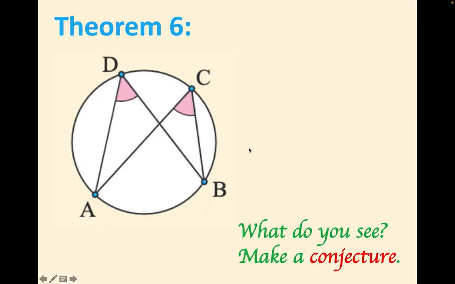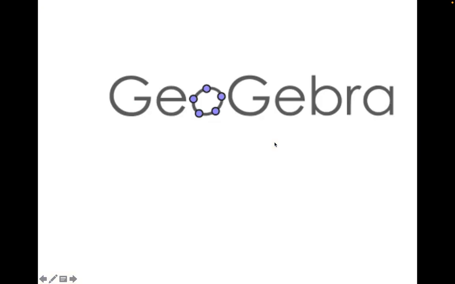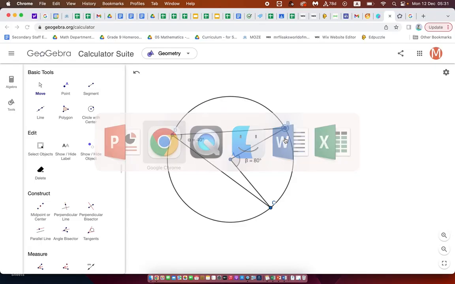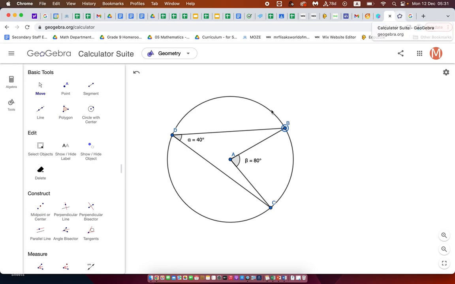Okay, let's move on to theorem 6. In this theorem, we have two inscribed angles opening to the same arc. So it's no longer an inscribed and central angle, it is now two inscribed angles opening to the same arc. What conjecture can you make here about these two angles? What do you think? All right, let's investigate this one in GeoGebra as well. So please join me in a new GeoGebra window.